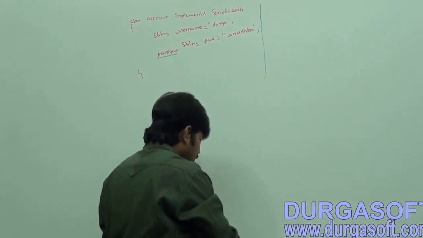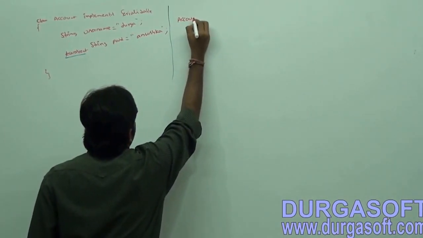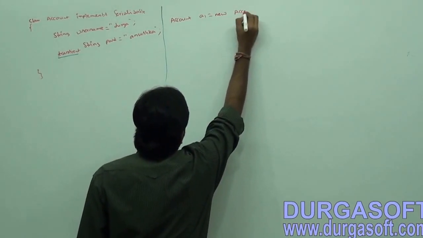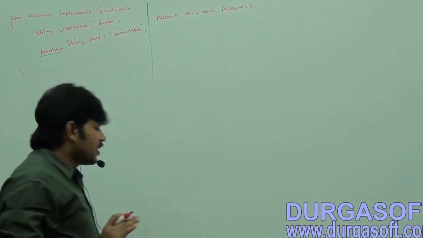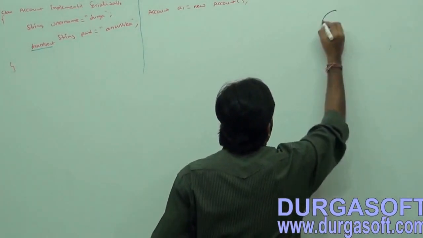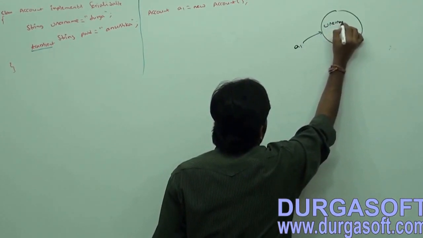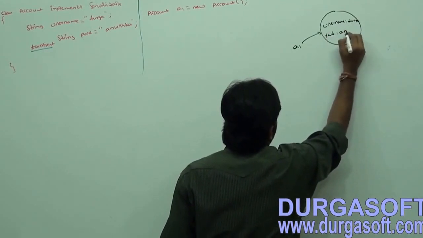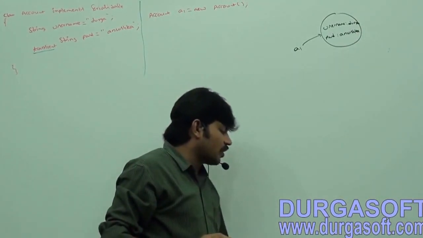Observe this one. I am creating one account object: Account a1 is equal to new Account. Just observe a1. What is the username? Durga. And what is the password? Anushka. Because I didn't serialize, I just created one account object with username and password.